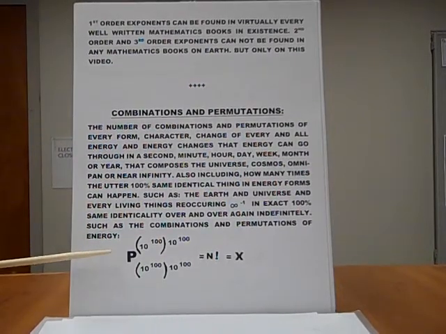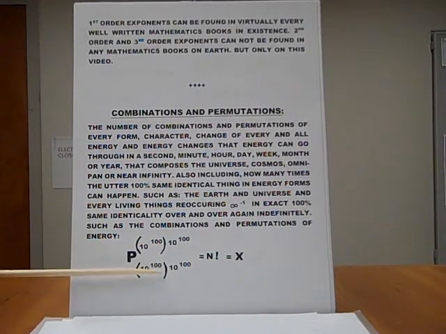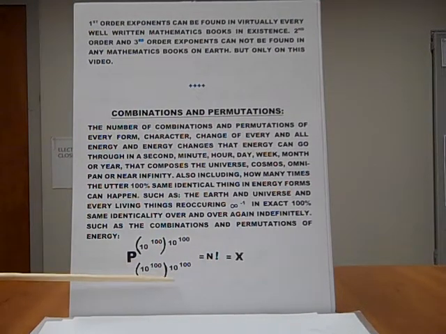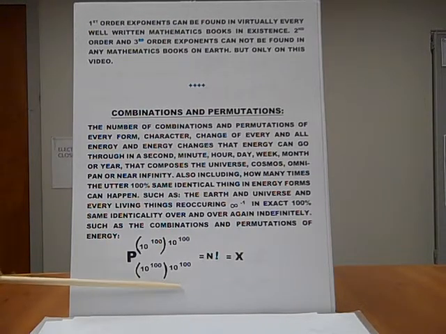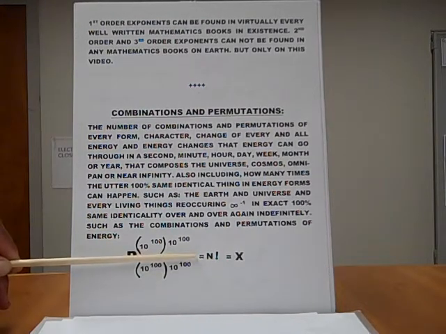energy, such as here, permutation P of, in parentheses, 10 to the 100, that's the base, 2, 10 to the 100th power, which is the exponent, this number of things taken this number of things, in parentheses, 10 to the 100th power, 2, that's the base, 2, 10 to the 100th power, which is the exponent, which is equal to n factorial, which equals x.